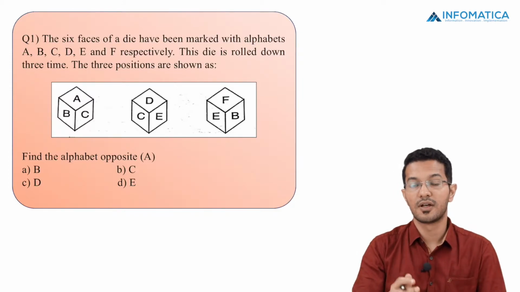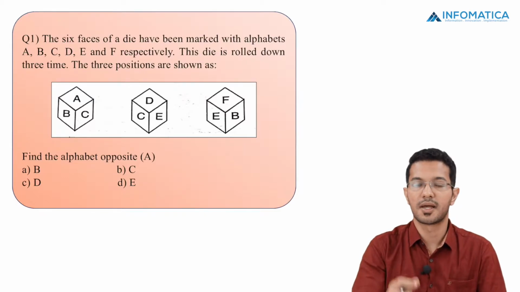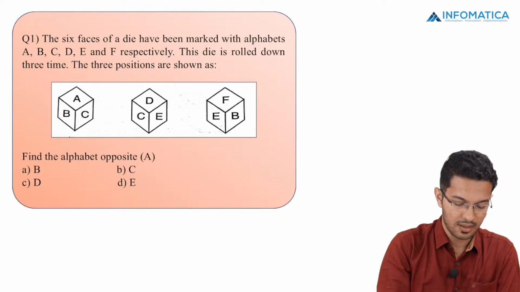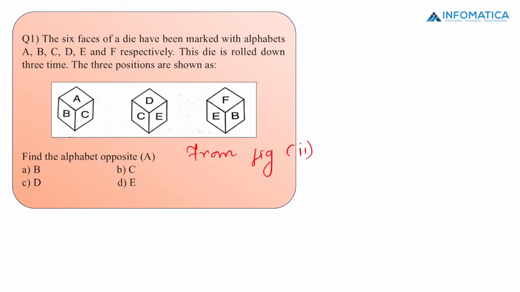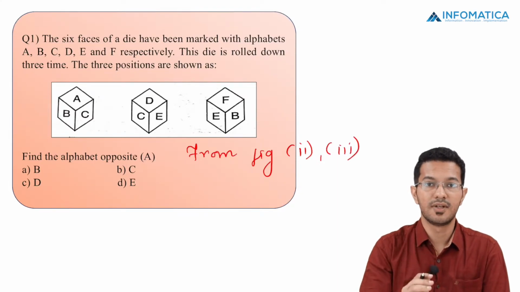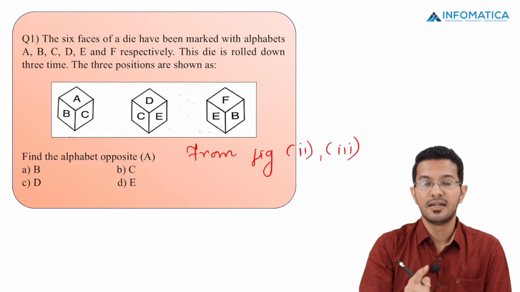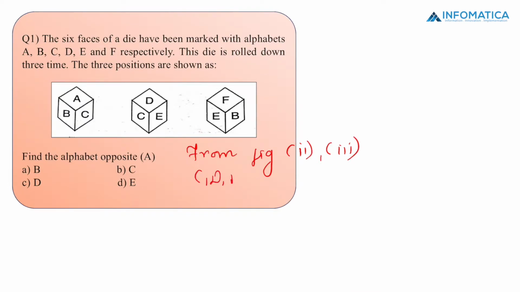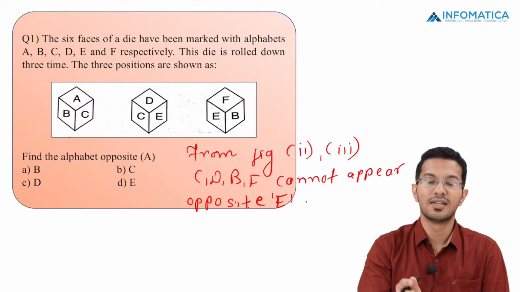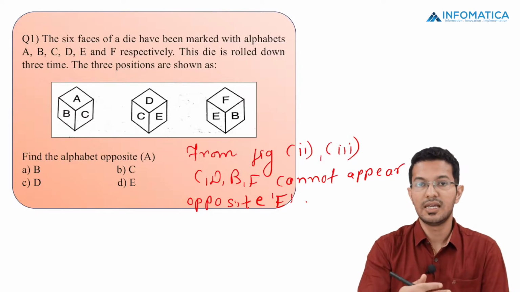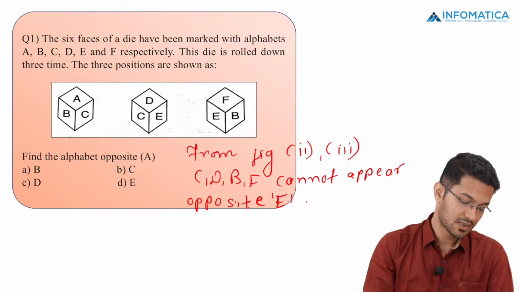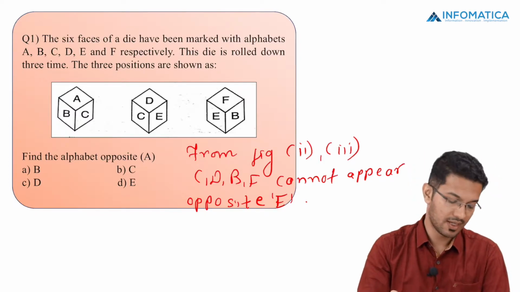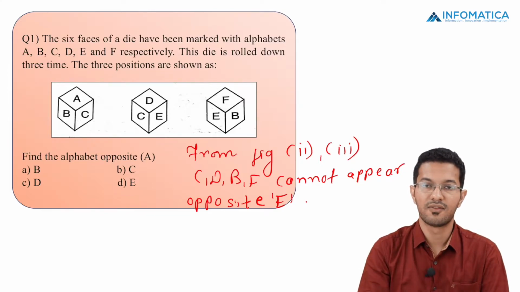So students, if I look at figures 2 and 3, let me go for some observations. So I'll just write it down. So from figures 2 and 3, what can we see? So let me look at it. I can say that C, D, B and F cannot appear opposite E. So I am left only with one face which is opposite to E, that is A. Or we can also say that E is opposite to A. So they have asked us find the alphabet opposite to A. So we can say the answer to this question will be option D, that is alphabet E.